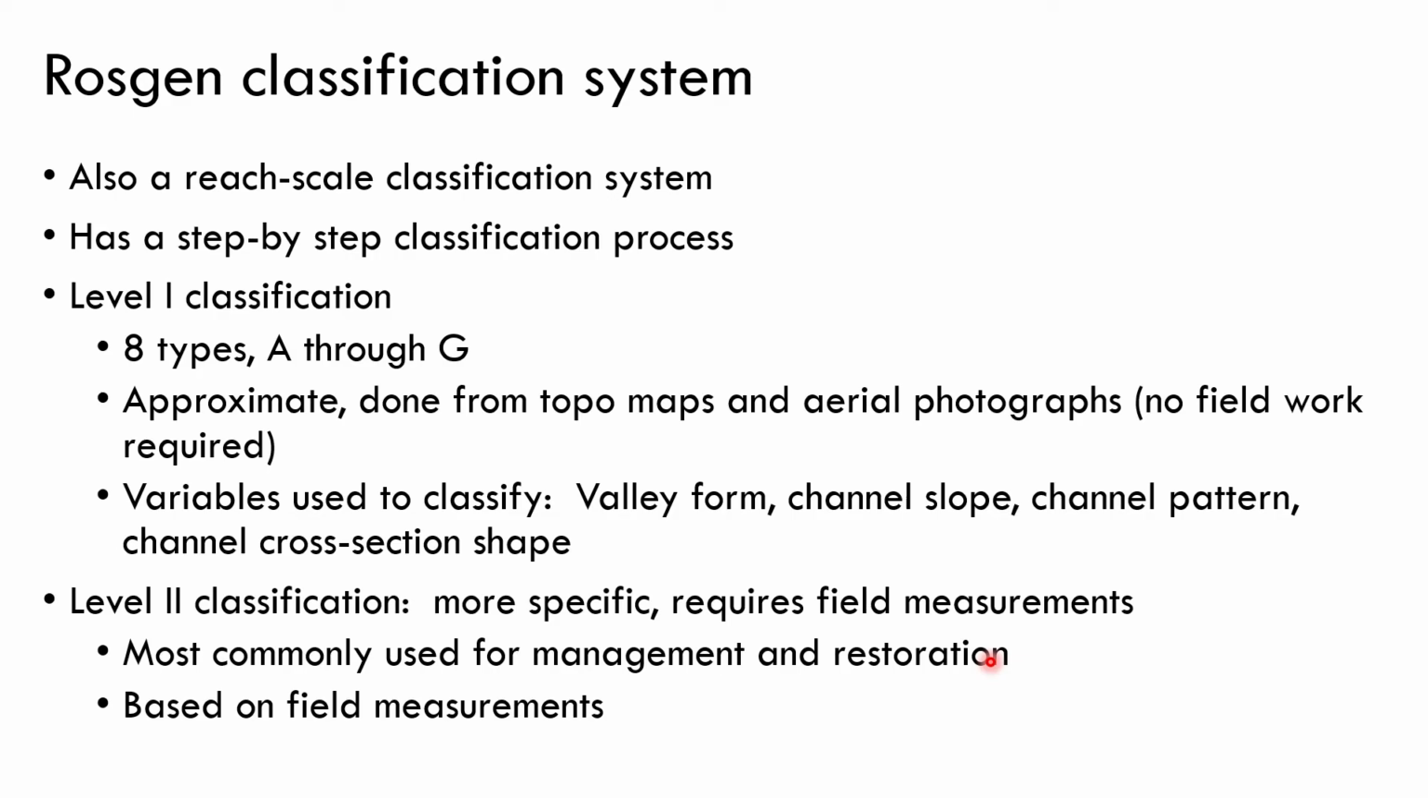And the Rosgen system is meant to be done without going out in the field. You can do it from topo maps or aerial photography. The variables it uses are things like valley form, channel slope, channel pattern, and channel cross-sectional shapes. Then there is a second level that's a little more specific and does require some field work. This level 2 classification is what's commonly used for management and restoration.